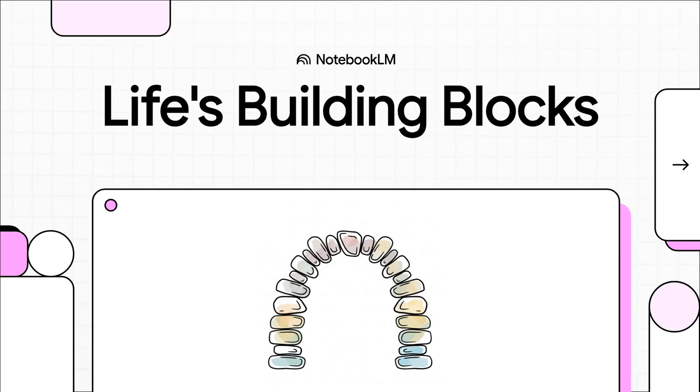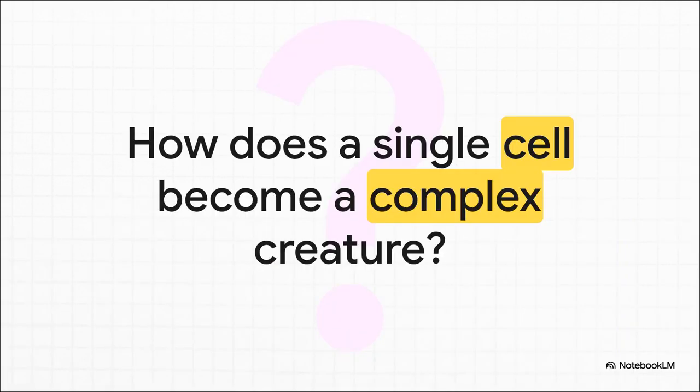Hey there, and welcome. Today, we're going to zoom way in to look at the very fabric of life itself. We're talking about tissues. These are the fundamental building blocks that come together to create pretty much every complex living thing on the planet, from a tiny blade of grass all the way up to, well, us. But that brings up a really big question, doesn't it?